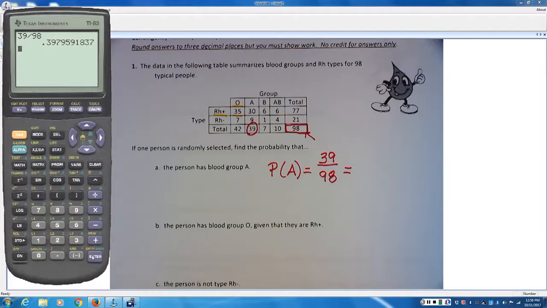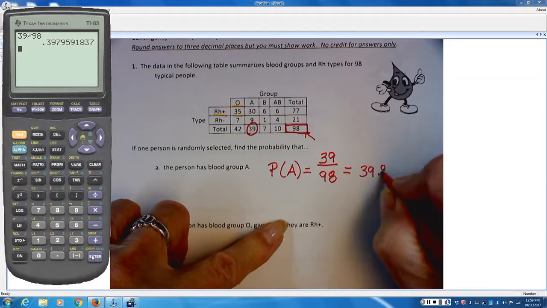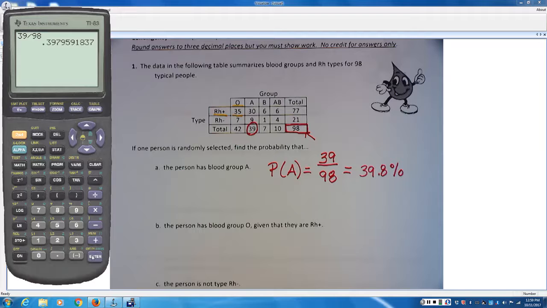So that's 39.8% probability. And from that, if we could assume that that was a simple random sample of people, then we could say with some level of assurance that about 39.8% of all people have type A blood.